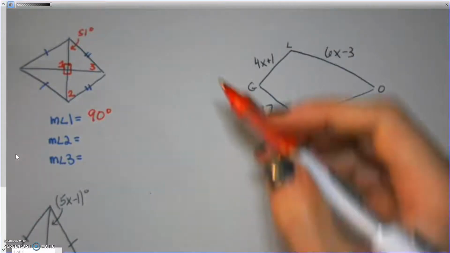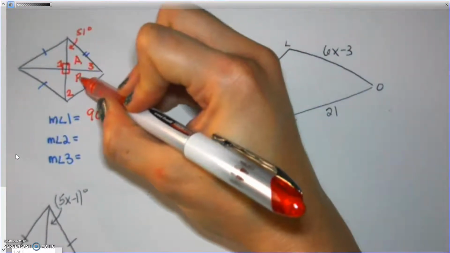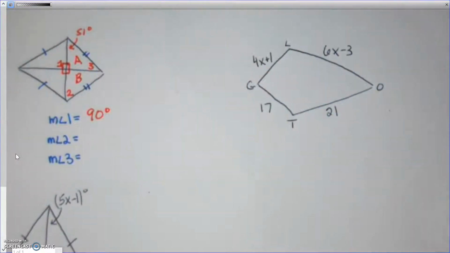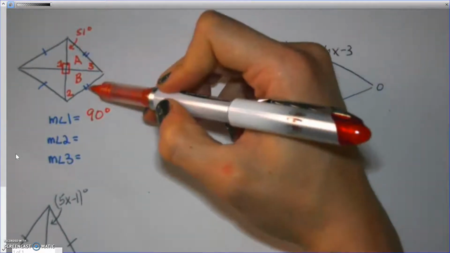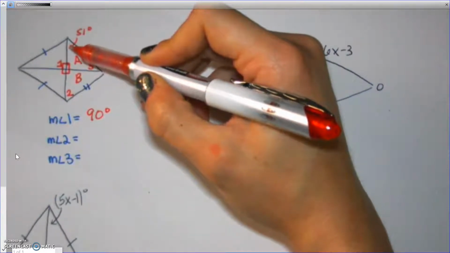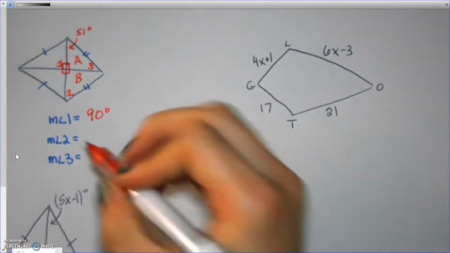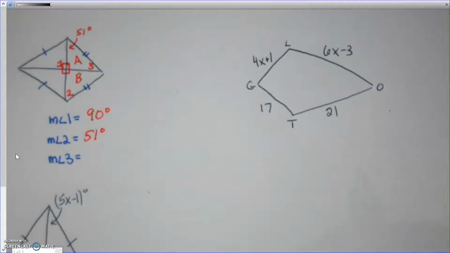Additionally, we know that these two triangles, maybe I label them A and B, triangles A and B are congruent to each other, and they are actually just a reflection. So angle 51, or the angle that is 51 degrees, has been reflected over to angle 2. So I know that angle 2 is also 51 degrees.